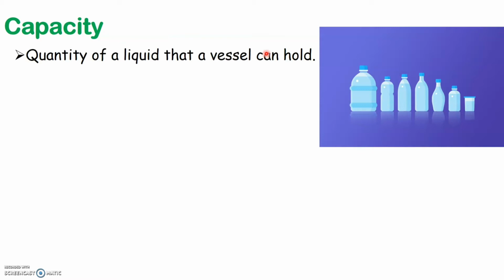Generally, capacity is measured either in liters or in milliliters. Liter is generally represented by this capital letter L, while milliliters are generally represented by writing a small letter m followed by a capital letter L. So liters or milliliters, these are the standard units of measuring capacity.